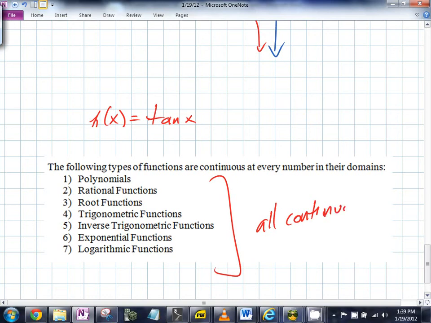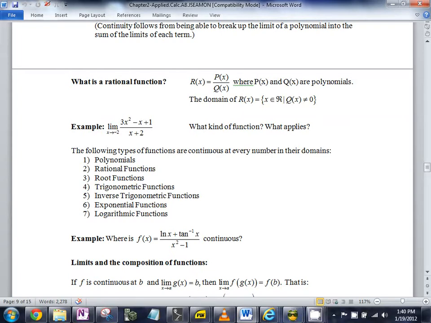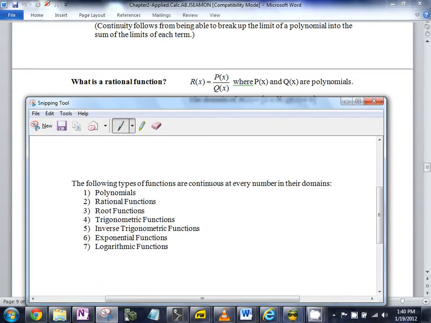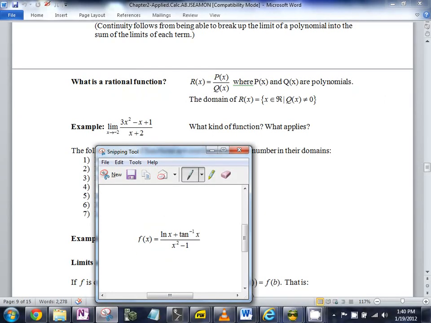If I gave you this one, f of x, and I said, is this function continuous? What do you say? Why? Because it's made up... No, it's not a rational function, actually. It's made up of functions that are continuous. If you're only using continuous functions, can you somehow make it not continuous? Not really. It's really hard to do.